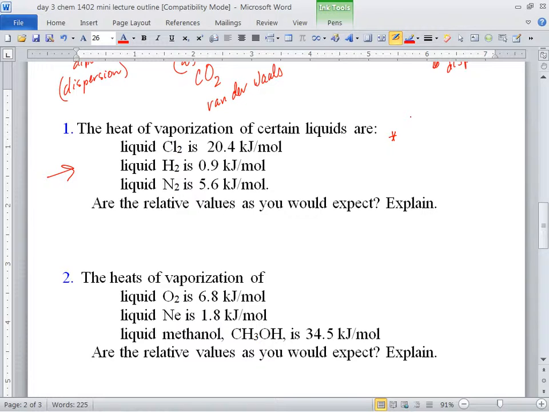So we've got chlorine, hydrogen, and nitrogen. There are these different numbers. And it looks like, Andromeda, they've got 20.4 for chlorine. Liquid hydrogen is 0.9 and liquid nitrogen is 5.6. Are the numbers what you would expect? And the whole idea here is intermolecular forces. Does it make sense that chlorine is 20.4, hydrogen is 0.9, nitrogen is 5.6? No?